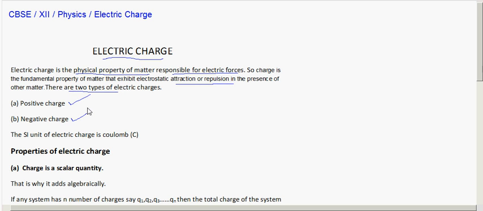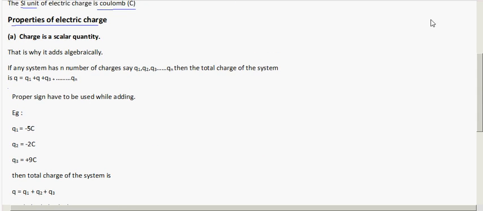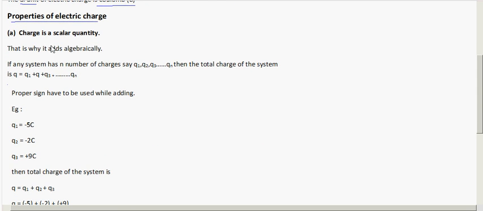So electric charge is the physical property, and the charges are of two types. The first one is positive charge and the next one is negative charge. Then what is the unit to measure the charge? The SI unit is coulomb, and the symbol which we use is C. So whenever you see the symbol C, it means coulomb. So now we know what an electric charge is.